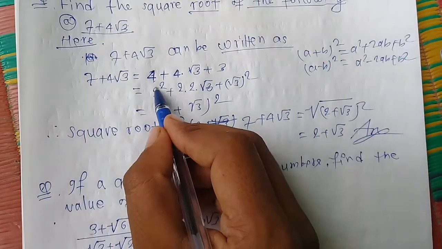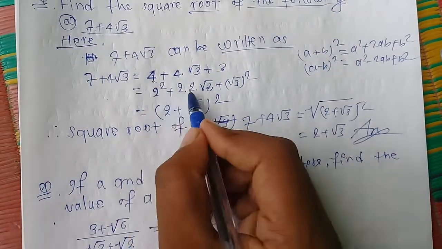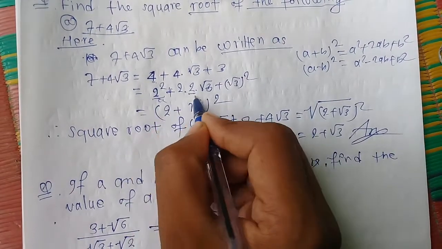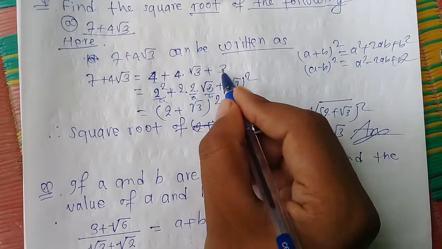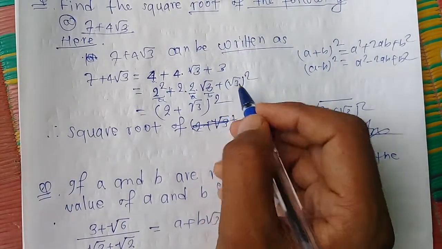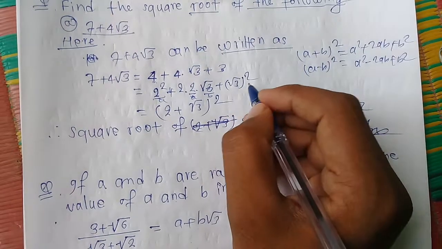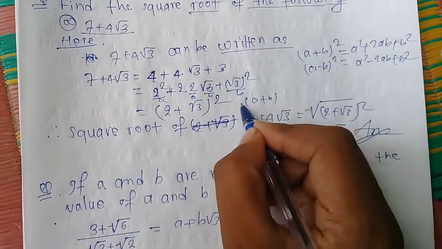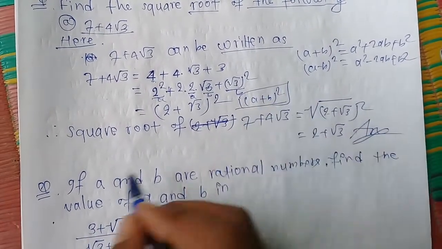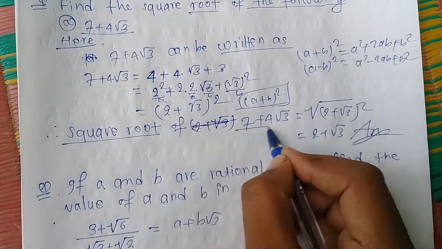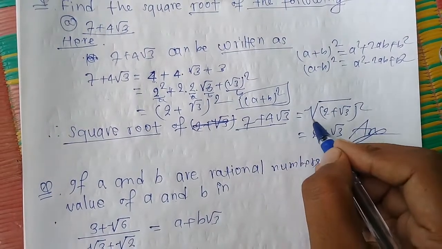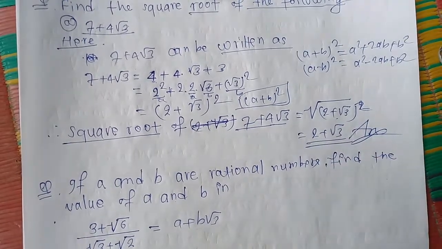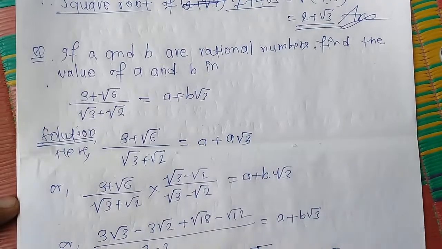Now 2 square will give you 4, so it can be 2 into 2. So this is a, and this is a, and this is b, and 3 root 3 can be written as root over 3, so this is b. So now this is the form of a plus b whole squared. So the square root of 7 plus 4 root 3 is root of 2 plus root 3 whole squared, and this will give you 2 plus root 3.